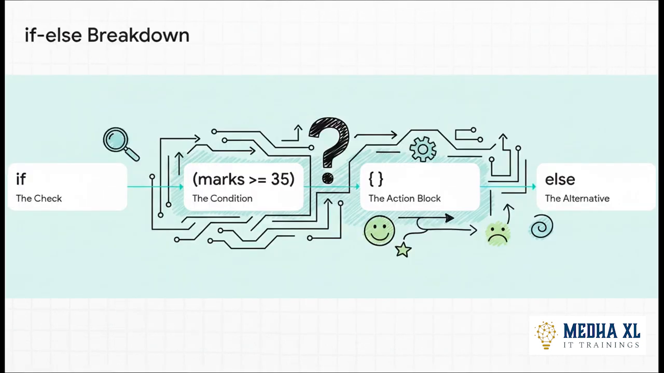Let's just quickly tear that apart so it's not so intimidating. The if keyword is what kicks the whole thing off. It's the check. The actual question, marks is greater than 35, that's the condition, and it always lives inside parentheses. The curly braces, they hold the action, what to do if the condition is true. And of course, else is just the backup plan.